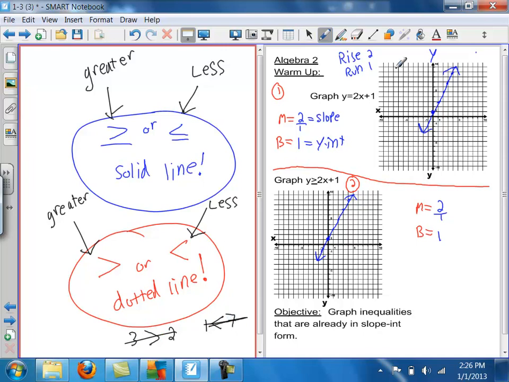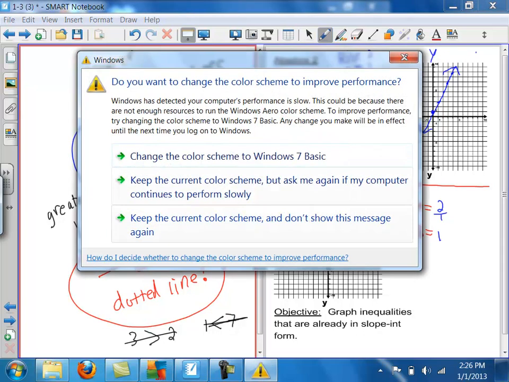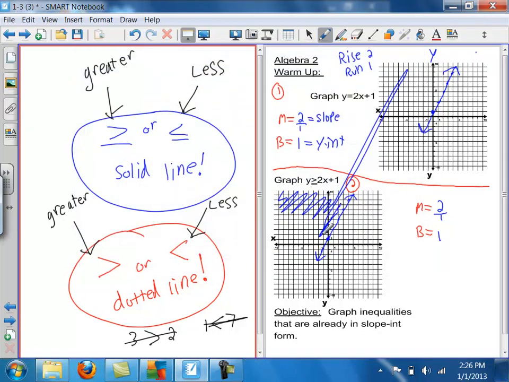Okay, so we know it's greater, so the only other thing we need to know about that is that if it's greater, we shade above, because these are the greater things. Okay, so we shade everything that's above.